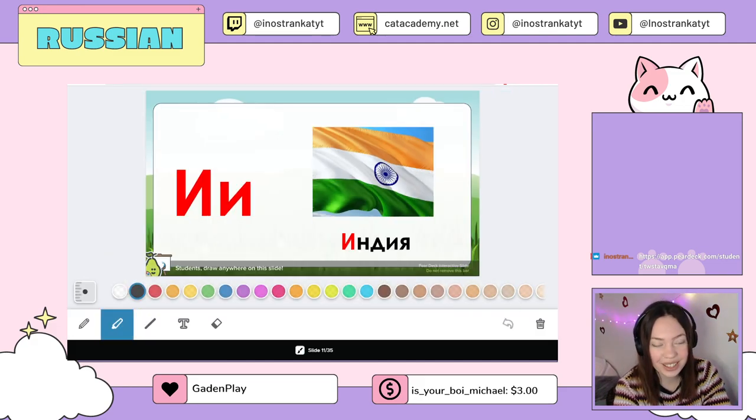Next letter is quite confusing because it looks like an upside down N in the Latin alphabet, but it is actually a vowel and it sounds E. And again, it was not easy to find a word that begins with letter E and would have the same meaning as in English. So I had to be a little bit sneaky and choose the country: India. Here we stress the first syllable in India.